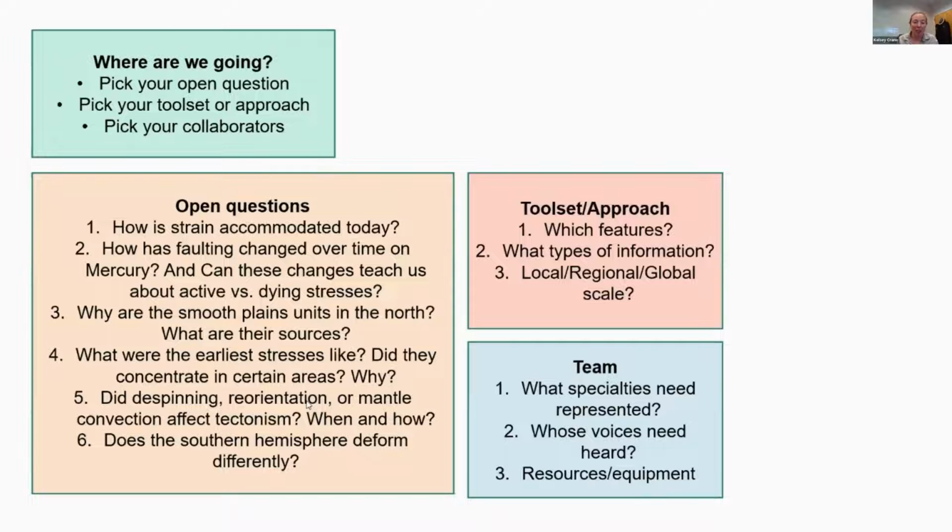And then picking your team. So to answer your question, what specialties need to be represented? Do you need a geochemist, a geomorphologist, a geophysicist? Whose voices need to be heard? And this is important for diversity and inclusivity, but it's also important to listen to Earth geologists. I feel like my experience going through planetary has sometimes discounted people who do Earth work. Like, I'm a traditional field geologist. I go outside and look at orogenies. I love mountain building. I don't care what planet it's on.